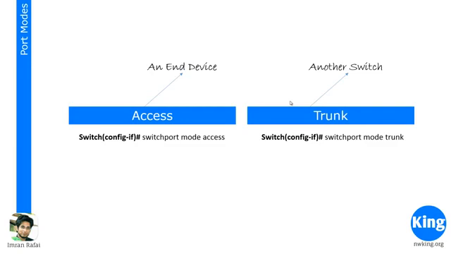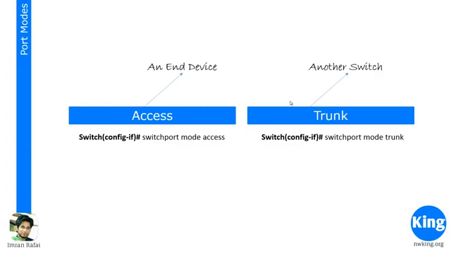So what's a trunk port? A trunk port is a port that is connecting two switches. If you're connecting a port of a switch to another switch, that particular port should always be a trunk, right? The word trunk is a very Cisco word. Normally all the other manufacturers call it a tagged port, but Cisco calls it a trunk port.